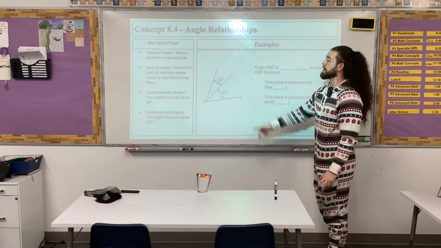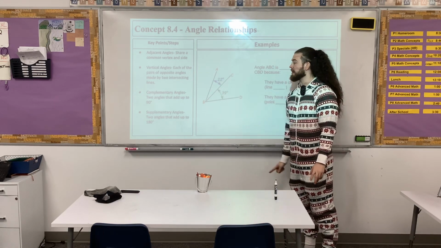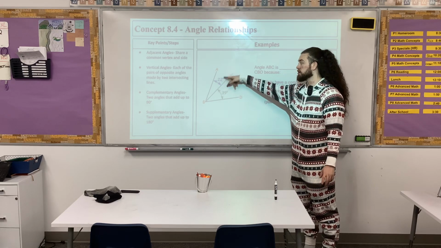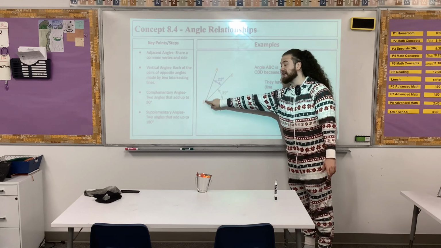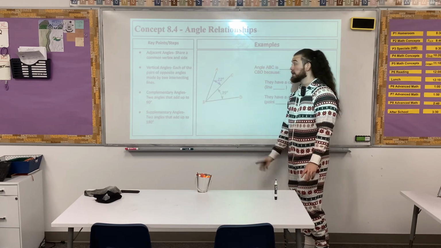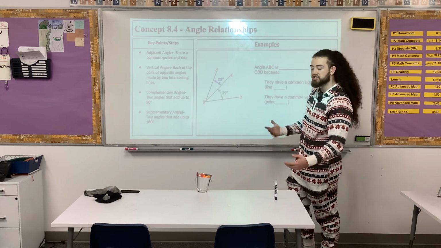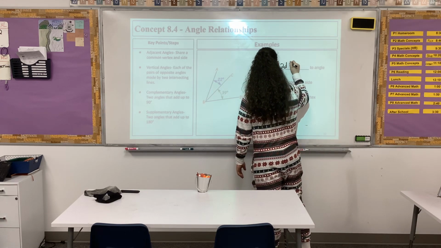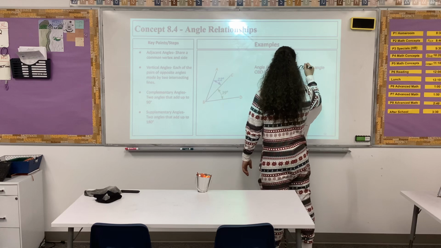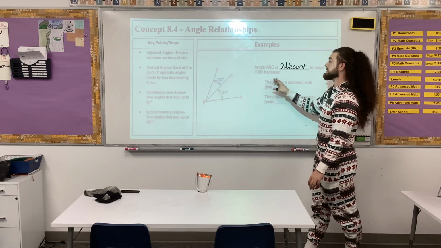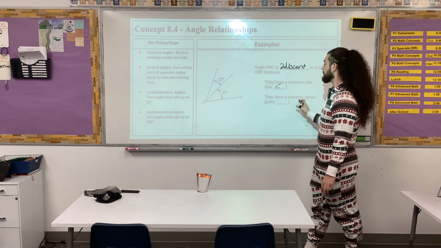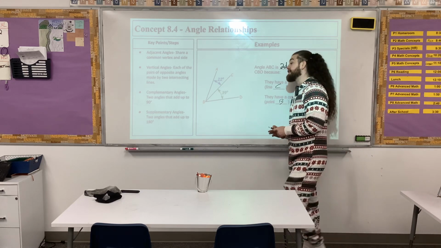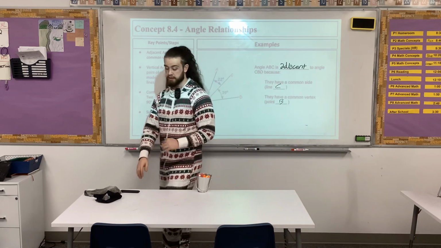We have 2 angles here. We have angle ABC and we have angle CBD. These 2 angles are touching. They share this line C and they have the same vertex, point B. So these 2 angles are adjacent. They're right next to each other. Adjacent angles, because they have a common side, line C, and they have a common vertex, point B. Sweet. So adjacent angles are very easy. They're just next to each other. Let's go ahead and keep going.